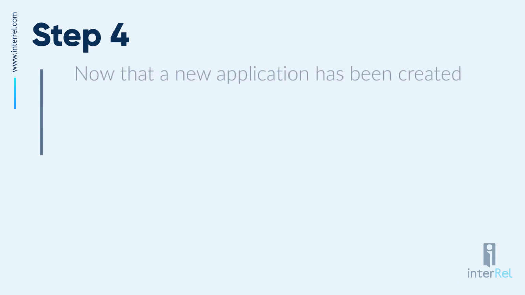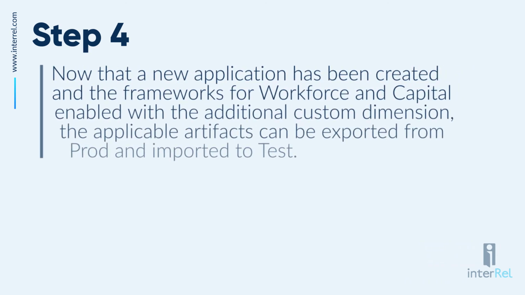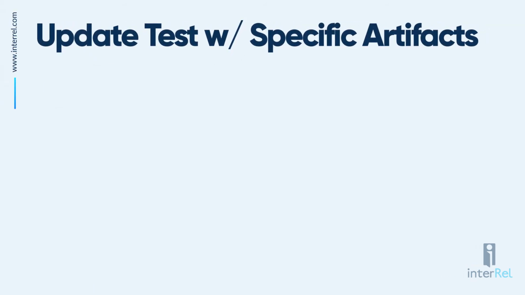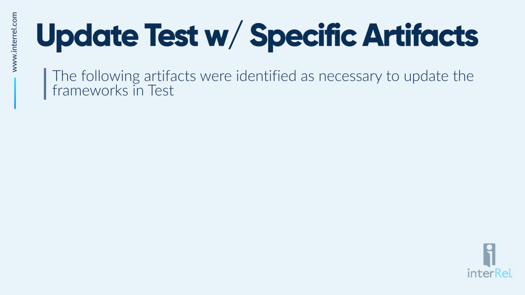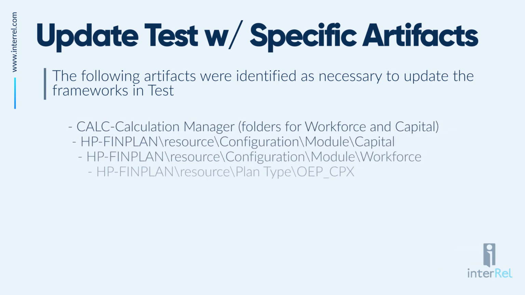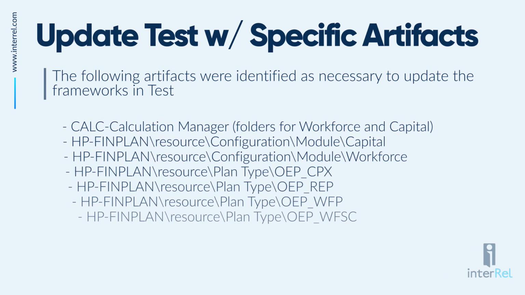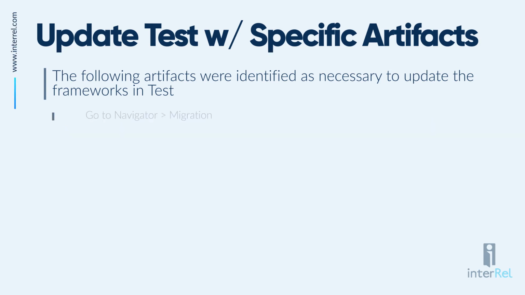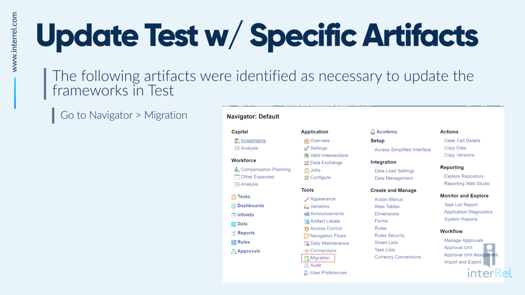To recap, we've recreated our application in the prod environment with the same application name and settings and enabled workforce and capital the same with the addition of the third custom dimension. Step 4 is to export the relevant artifacts from prod so they can be imported to test. We identified these artifacts as necessary to update the frameworks in test with the changes. Calc Manager folders for Workforce and Capital, Module folders for Workforce and Capital, and Plan Type folders for Workforce and Capital. We only want to update Workforce and Capital, so it's important to be very selective in which artifacts are included.